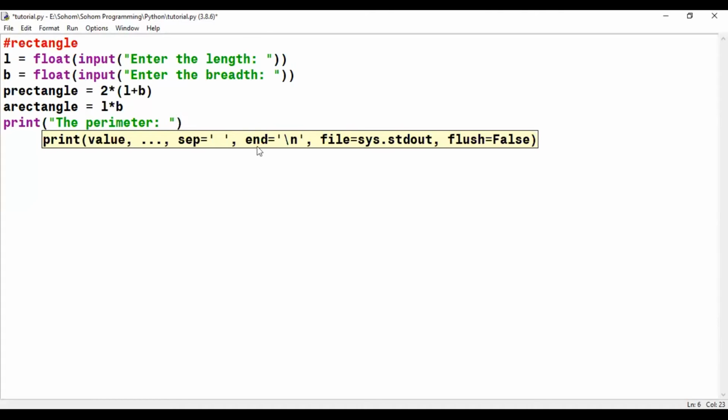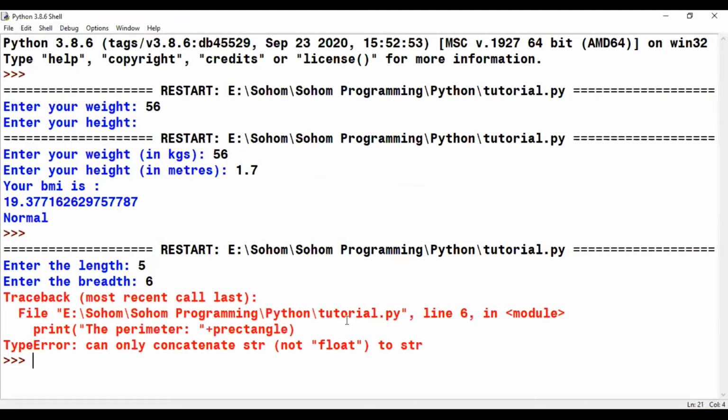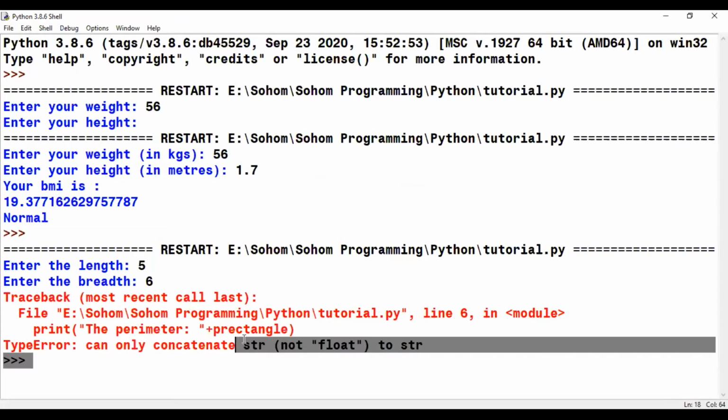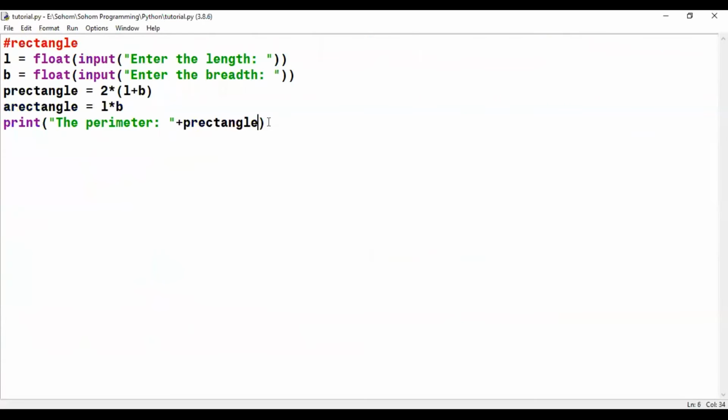For example, if I write here p rectangle, what will happen? Let's see. Let's enter a length and breadth. You see there's an error. Why is it showing an error? You can only concatenate string, not float to string. We can only concatenate string with string, not float to any kind of string.